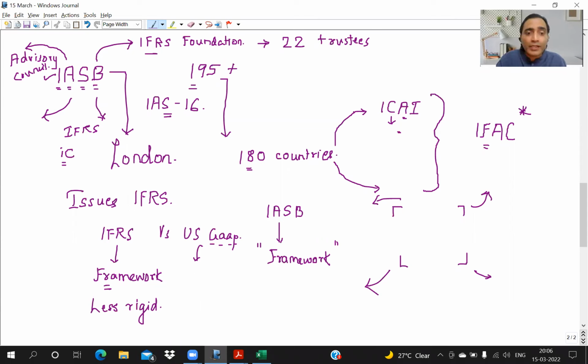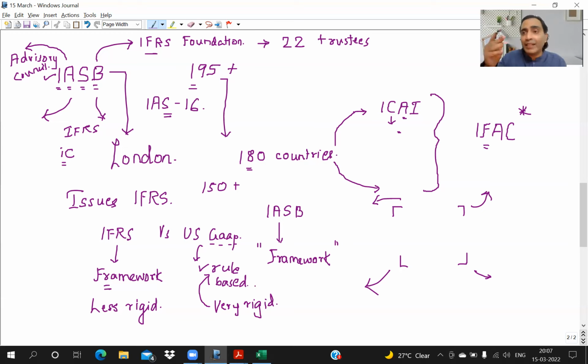In US GAAP, it is highly rule-based. Will you believe that in the US, we have 150 plus accounting standards? And in IFRS, collectively, IAS and IFRS, there are not more than 40, 41. But in the US, the number goes beyond 150 because for every issue, they have a standard. So it's fully rule-based. The auditors and the accountants do not have to apply judgment at all. Every transaction has been captured in their accounting standards, and hence it is very rigid. US GAAP is very rigid. They don't have something called a framework.